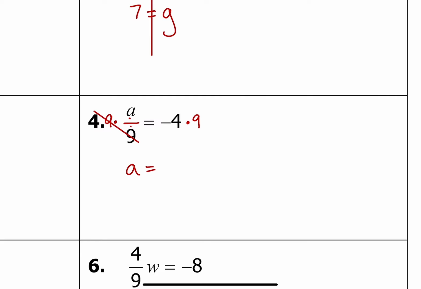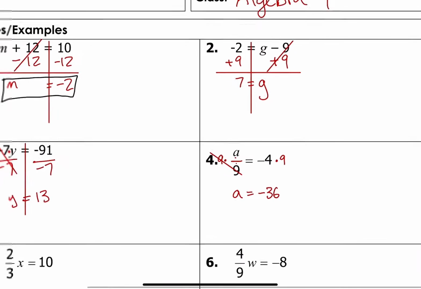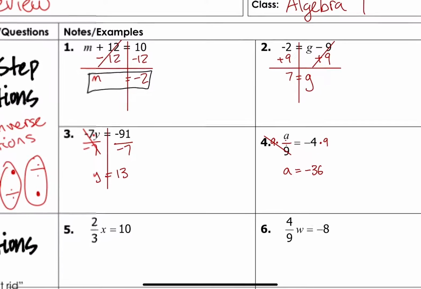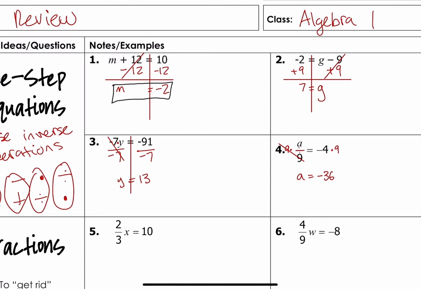equals -4 times 9. All right, so that's going to be -36. And that's it. a equals -36. That was one step, and that step was multiplication. Cool. So that's just kind of a general overview of one-step equations.